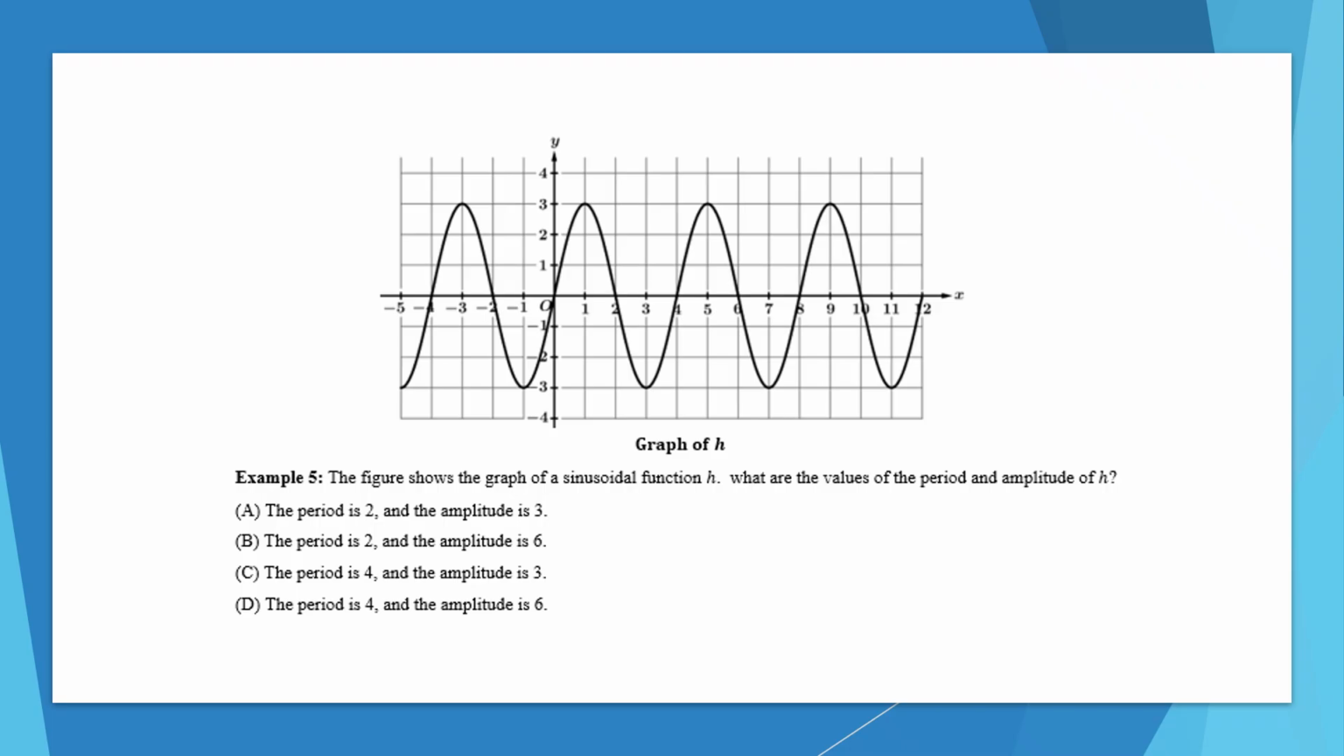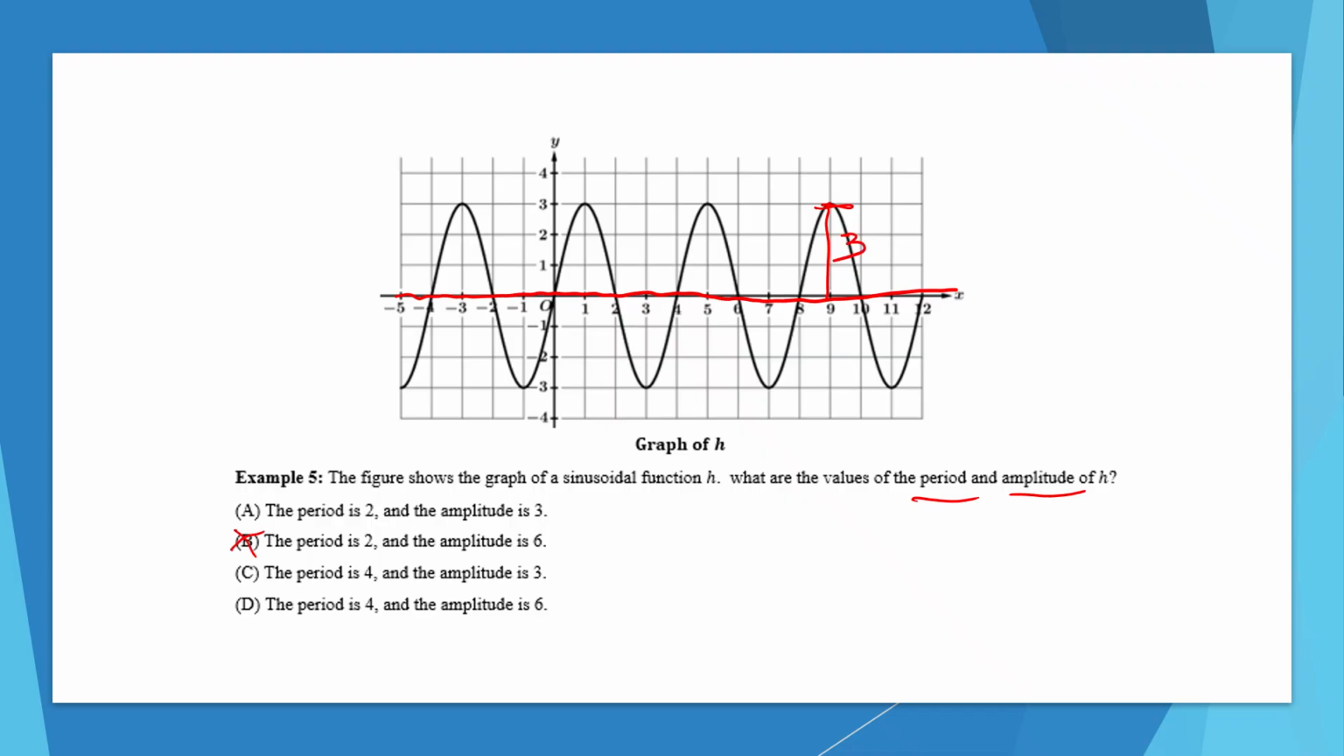Example 5, the figure shows a graph of sinusoidal function h. What is the period and amplitude? So taking a look here, you can sketch your midline fairly easily, which just so happens to be the x-axis. Looking at that, our amplitude is going to be the distance from our maximum to our midline. That's going to be 3 units tall, so our amplitude should be 3.